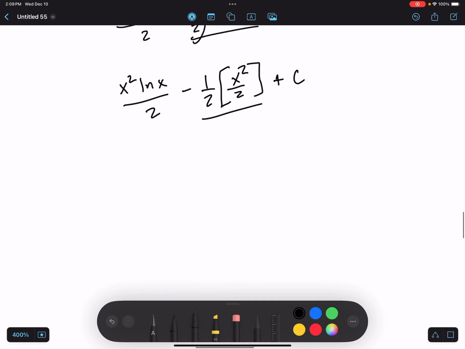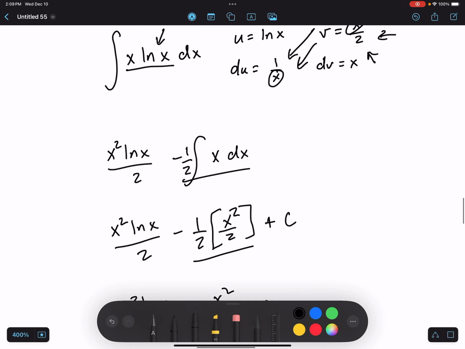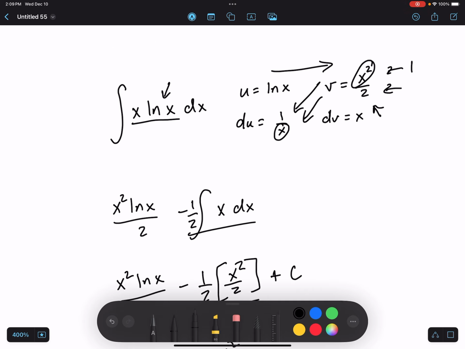And so now we just need to simplify this, and we'll be done. So x squared ln x over 2 minus x squared over 4 plus c. And that is the solution to our integral of x ln x.